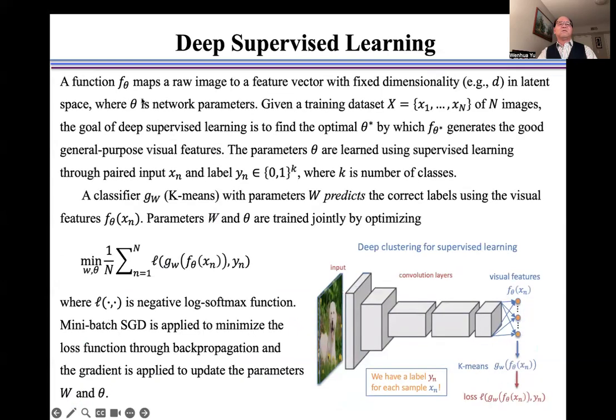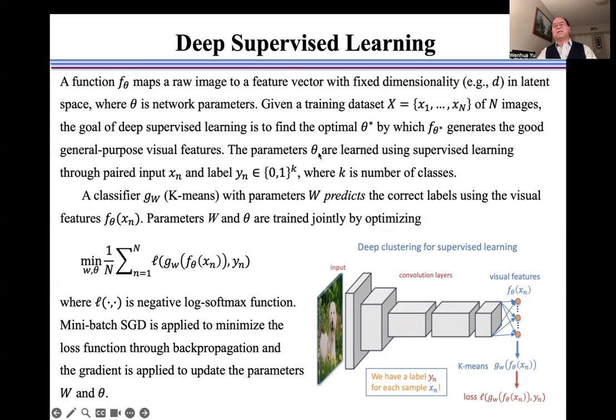A function f theta maps the raw image to a feature vector with fixed dimensionality in latent space, where theta is the network parameters. Given a training data x of n images, the goal of deep supervised learning is to find the optimal theta, by which f theta generates good general purpose visual features.